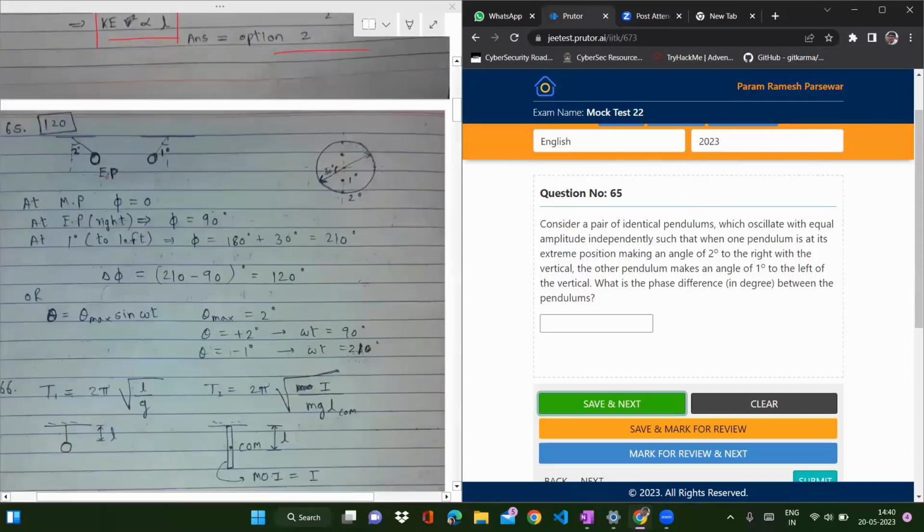So it is given that we have two identical pendulums. As they are identical, the length of the rope, the thread, the mass of the bob, everything will be the same. And it is given that the amplitude of their oscillation is 2 degrees, and one of the pendulums is at the 2 degree extreme position, and the other pendulum is at 1 degree towards the left. So now we have to calculate the phase difference between these pendulums. There can be two methods to solve this. One is the phasor method.